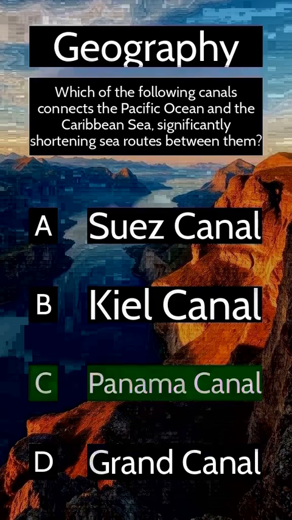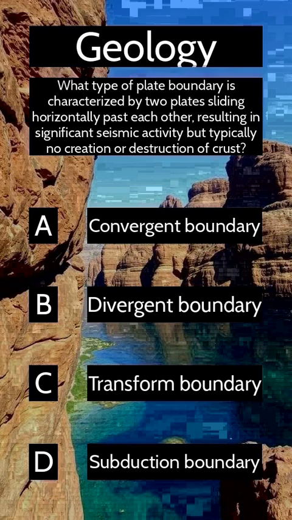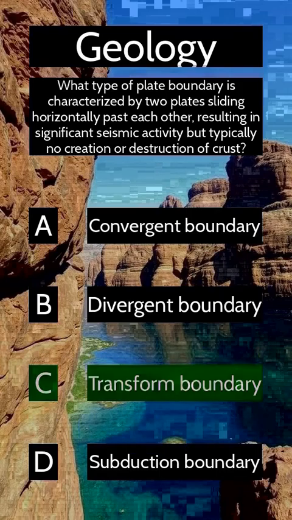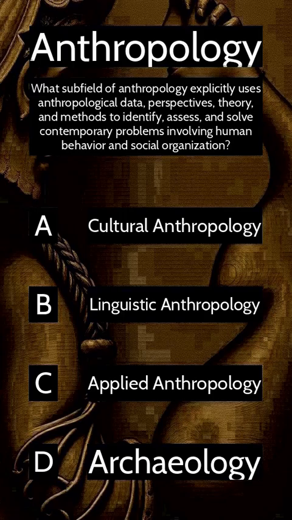Answer C. Panama Canal. What type of plate boundary is characterized by two plates sliding horizontally past each other, resulting in significant seismic activity but typically no creation or destruction of crust? Answer C. Transform boundary. What subfield of anthropology explicitly uses anthropological data, perspectives, theory, and methods to identify, assess, and solve contemporary problems involving human behavior and social organization?